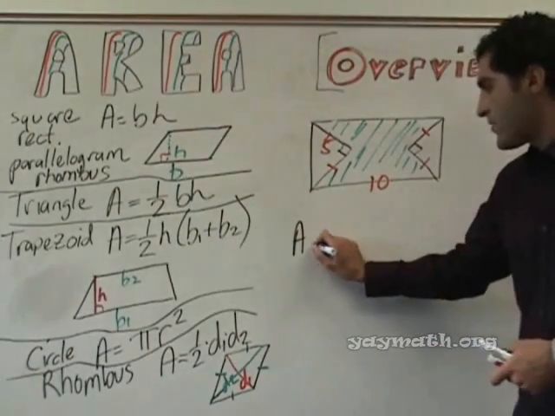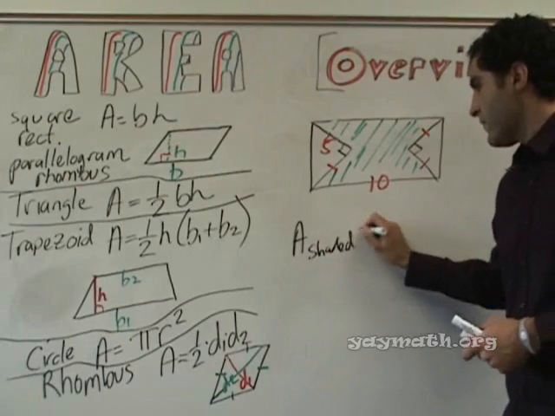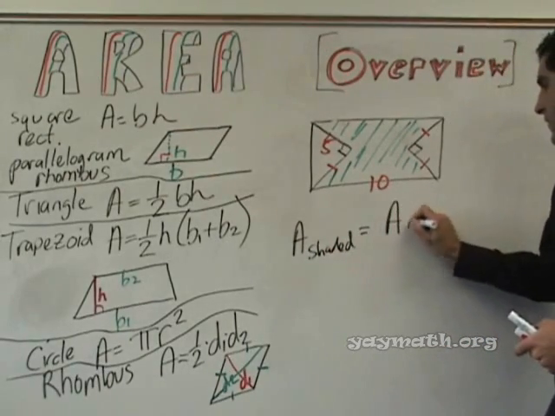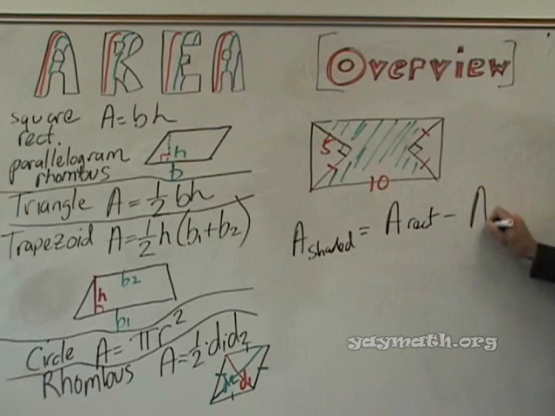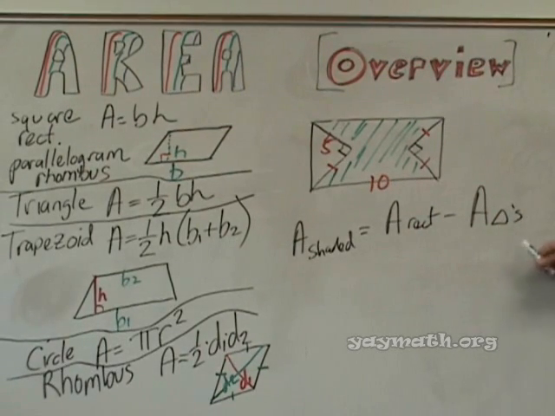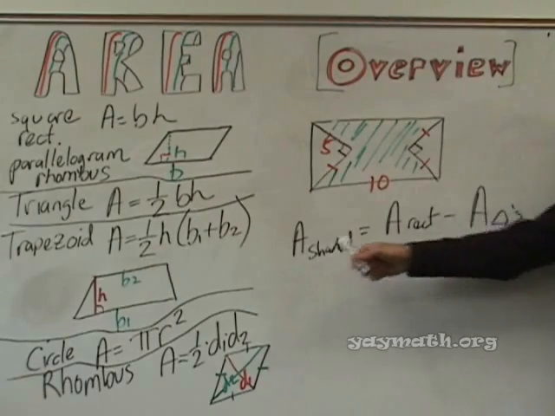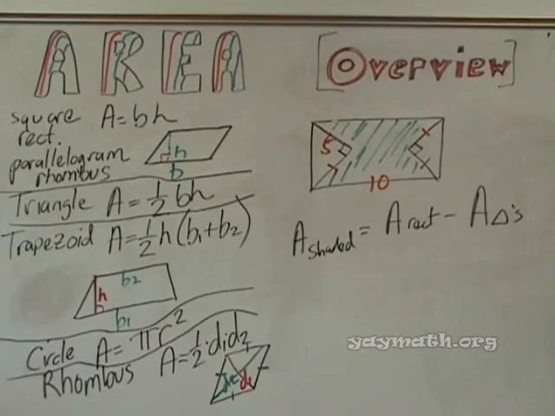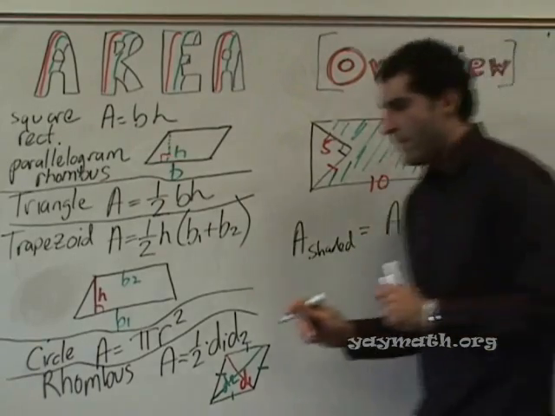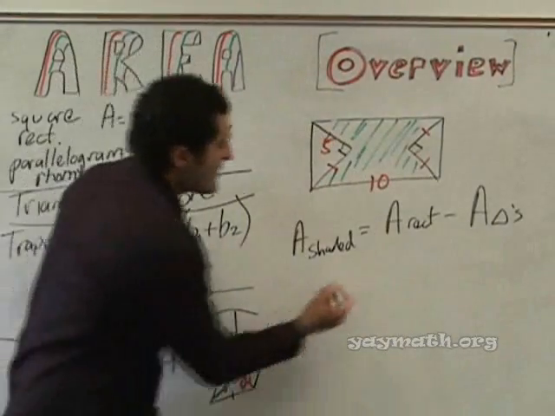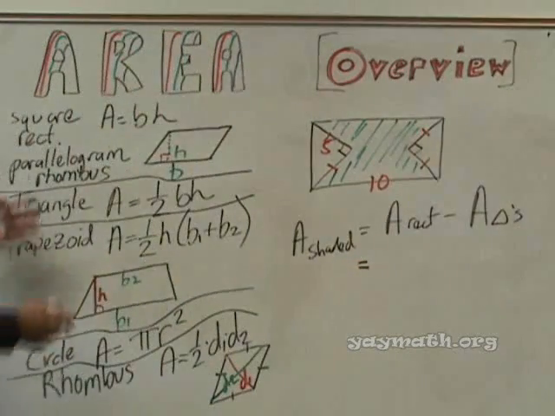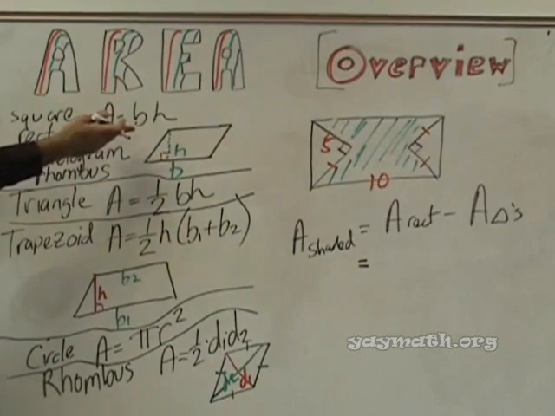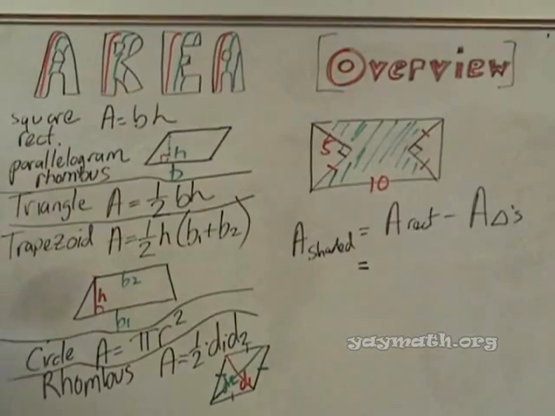Area of shaded equals area of rectangle minus area of triangles. That's the logic. Any questions about this logic? Crucial. And once that clicks, it's going to be okay. So let's do it. What is the area of the rectangle? How do we get the area of a rectangle? Base times height. Good job.